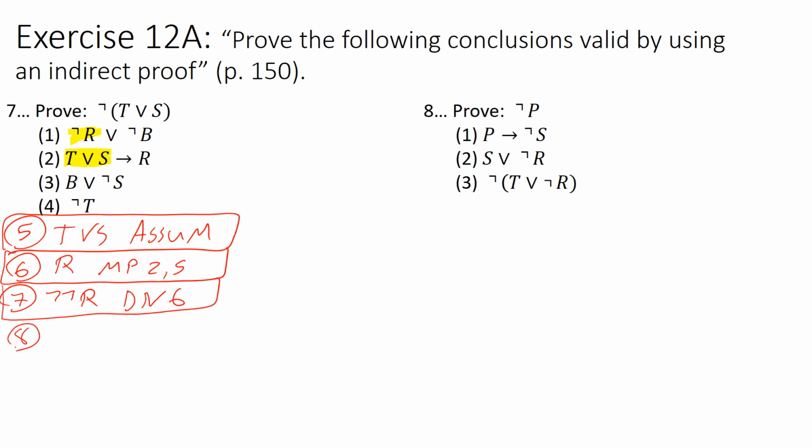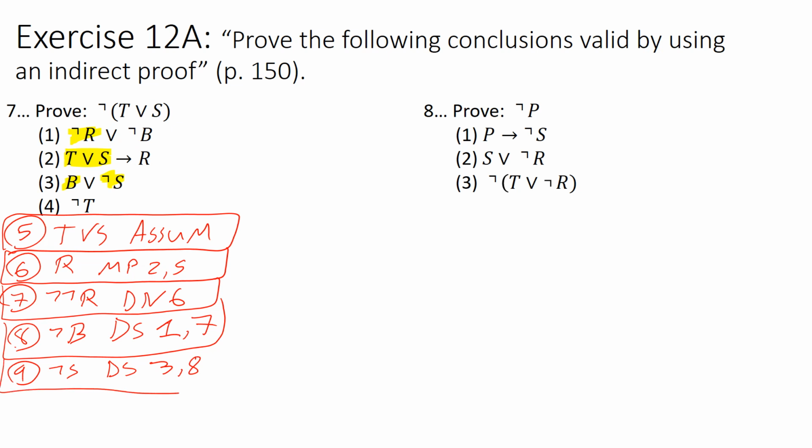And then by 8, we can say not B by our disjunctive syllogism with 1 and 7. Sentence 3 as a disjunction, B or not S. We're denying B by sentence 8. So for sentence 9, we can get not S by our disjunctive syllogism, 3 and 8. Sentence 5, we have a disjunction T or S. S is being denied, so for 10, we can get T by disjunctive syllogism 5 and 9.